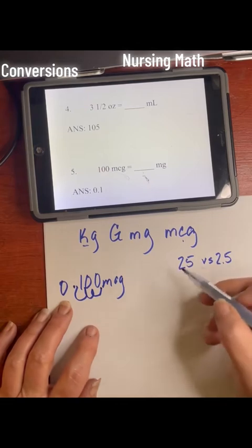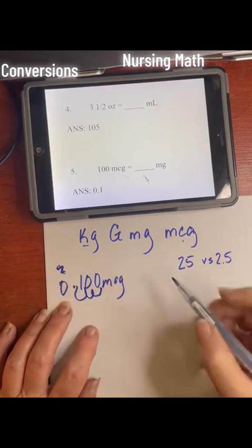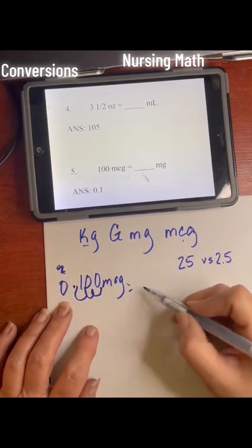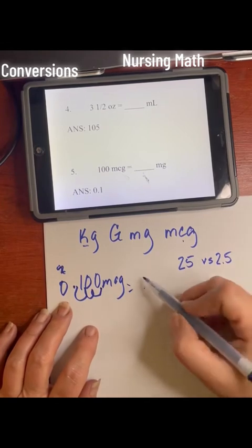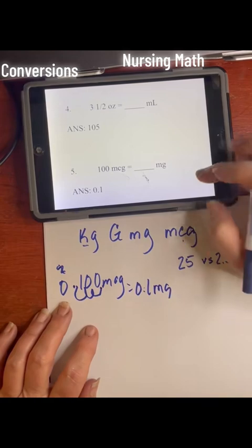I mean, you could have some nasty nurse you work with come around and put a 2 there, and then we'd have to be meeting her in the parking lot, and I don't have bail money. So 0.1 milligrams would be the answer.